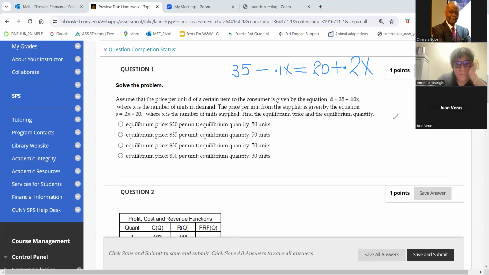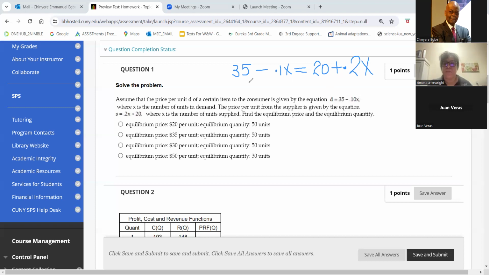Okay, so at what point did the two lines intersect? Now remember that they say that x is the quantity that buyers want to buy. So x is the number of units, and the price per unit is given by the equation. So x is the quantity that sellers want to sell, or buyers want to buy. So what you do then is you solve this equation for x. Do you know how to solve the equation?